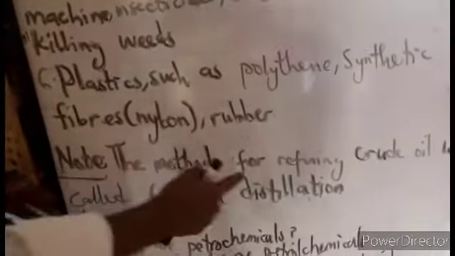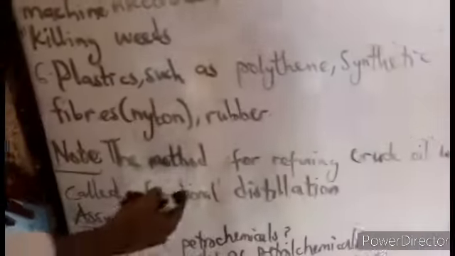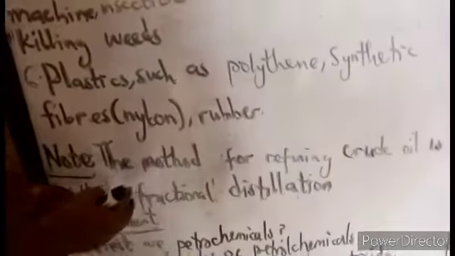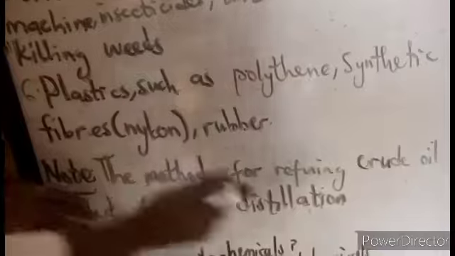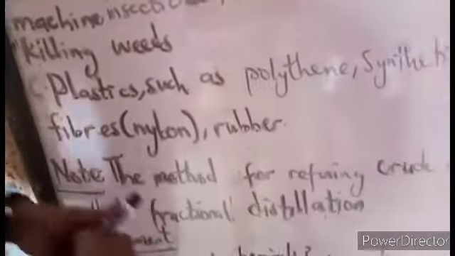Note, the method for refining crude oil is called fractional distillation. This is a fact for you. We'll go to this in the next class. The method for what? For refining crude oil is called fractional distillation.